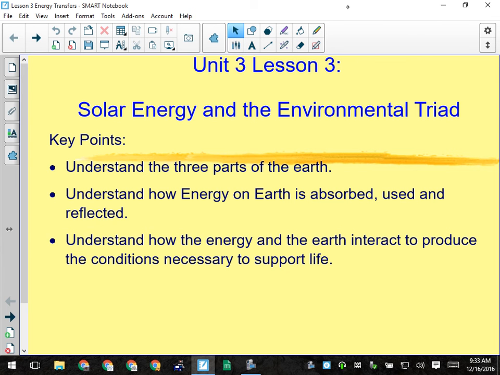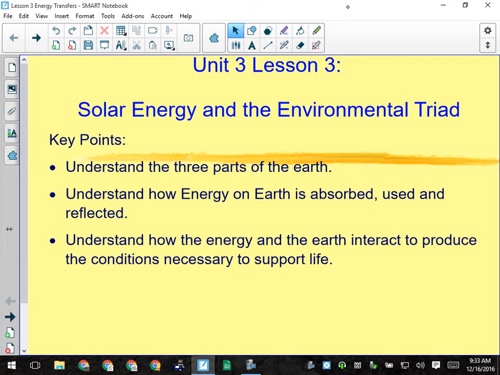Okay, so what we're going to go over today is how energy gets transferred on Earth. That's kind of the start of it, because this whole unit is on energy transfers in a global system. What we want to go over today are the mechanisms that make that happen. We're going to look at the 3 parts of the Earth, and how they contribute to the movement of energy from place to place.